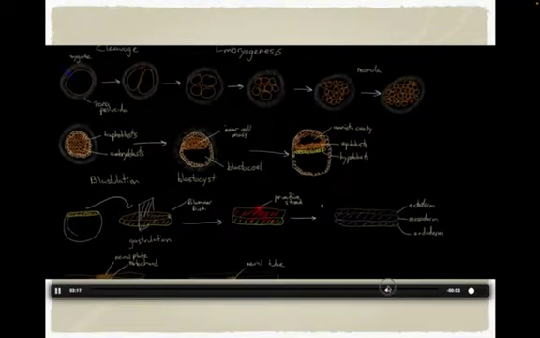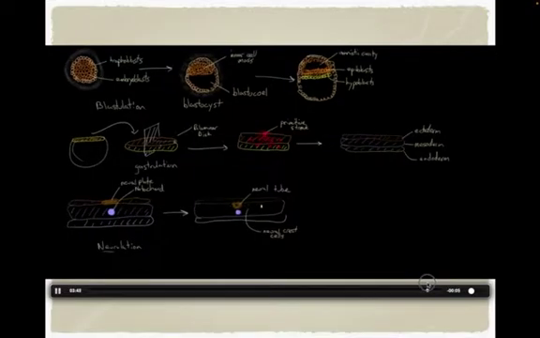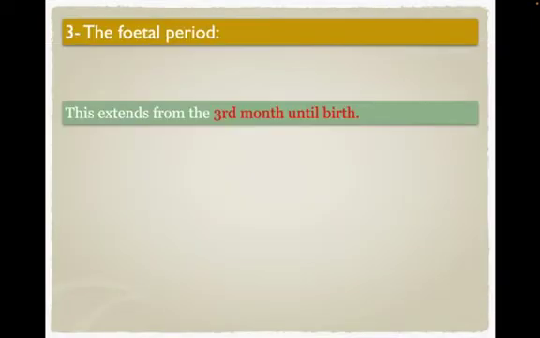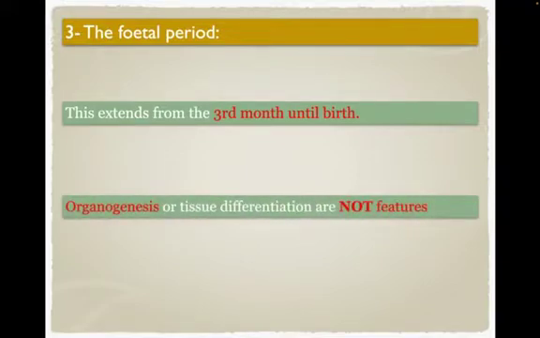So that was all for the embryological development. Now, after we finish this stage, we move to the 3rd one, which is the fetal period, which is basically from the 3rd month until birth. And in this one, there's no organogenesis or differentiation in this stage. It's only multiplication of the cells and increase in size.